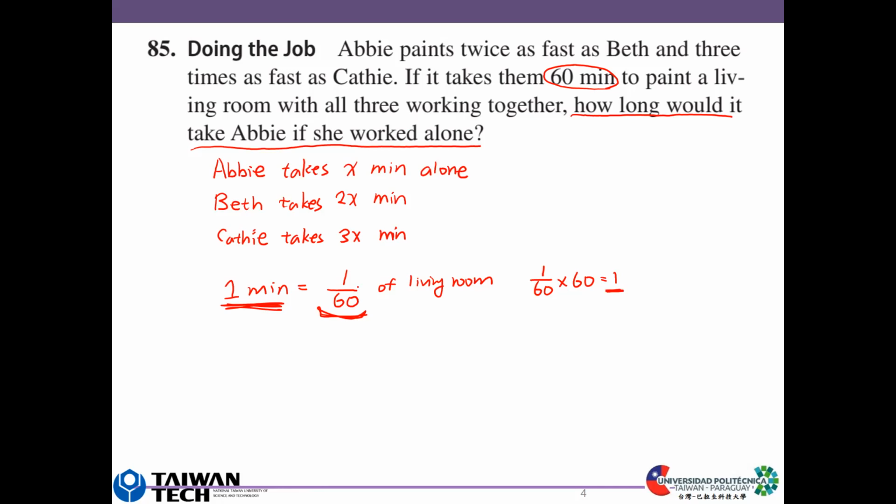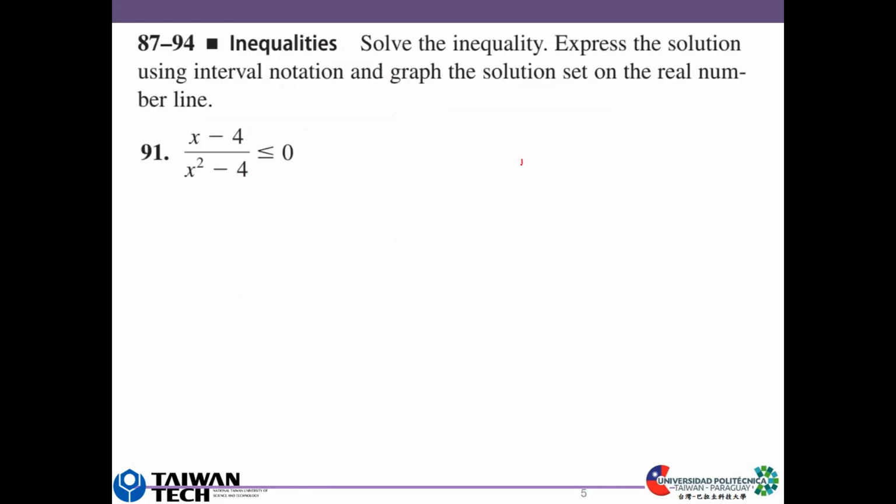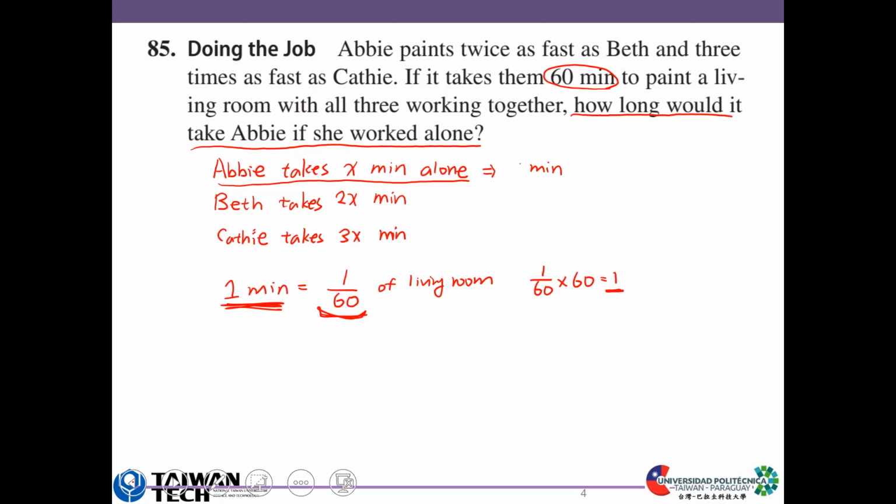But within 1 minute, what does each of them complete? If Abby takes x minutes alone to finish the whole living room, then in 1 minute, Abby completes 1/x portion of the living room, just 1/x of the living room.